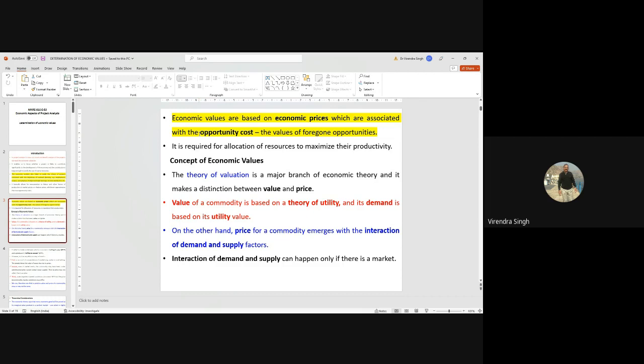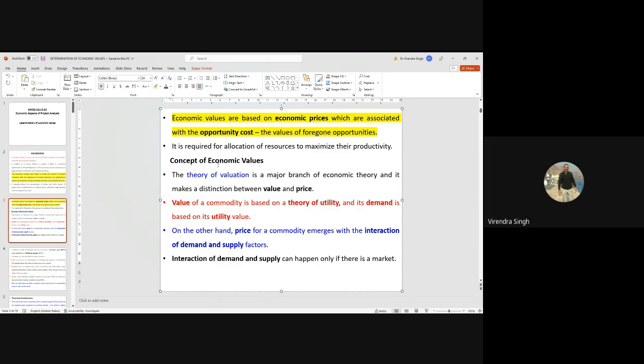So this opportunity cost actually is the real value, the real economic price for that resource or factor. So it is required for allocation of resources to maximize their productivity. There are no doubt certain concepts based on which economic values are considered. Economic prices are important for evaluating the contribution made by the goods and services created through projects. So the concept of economic values we must know.